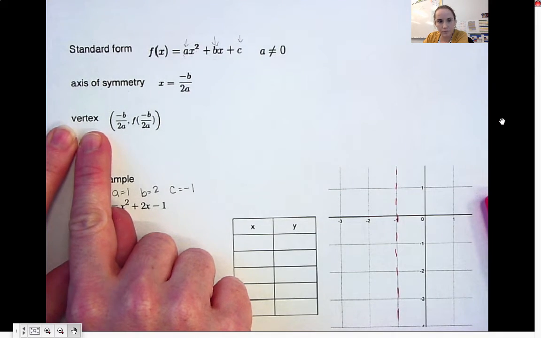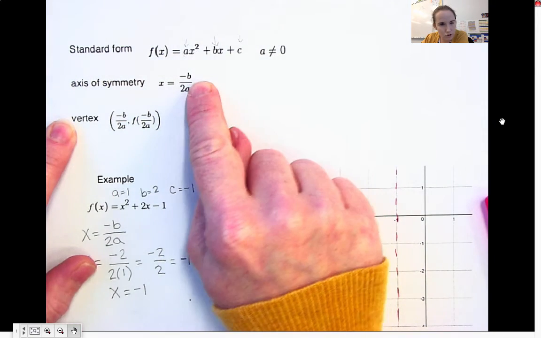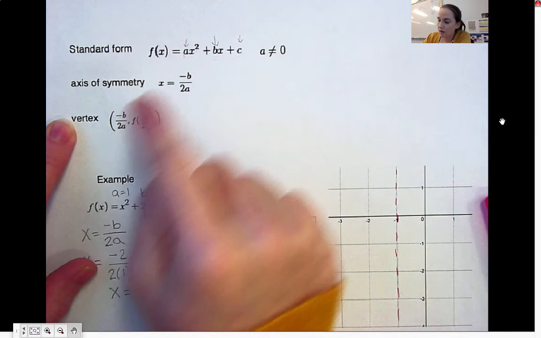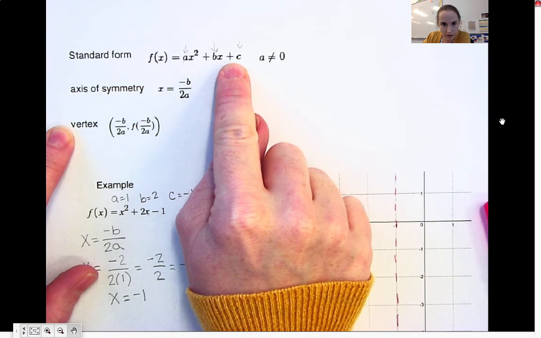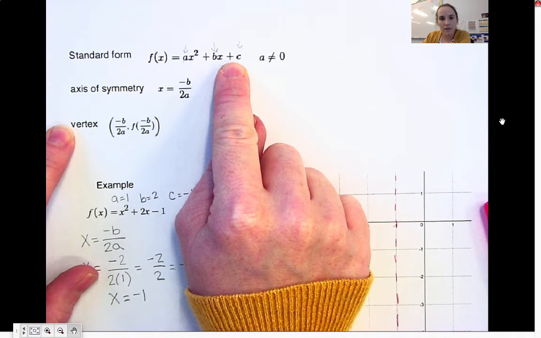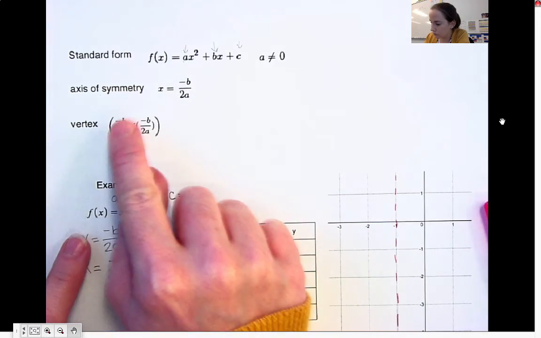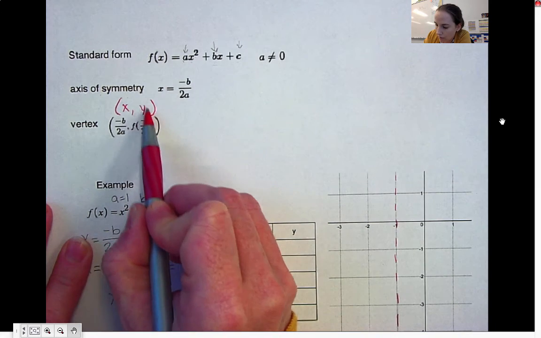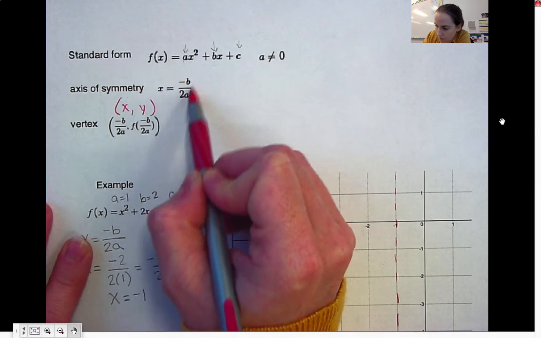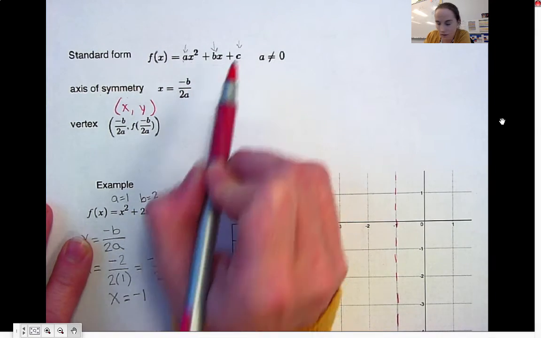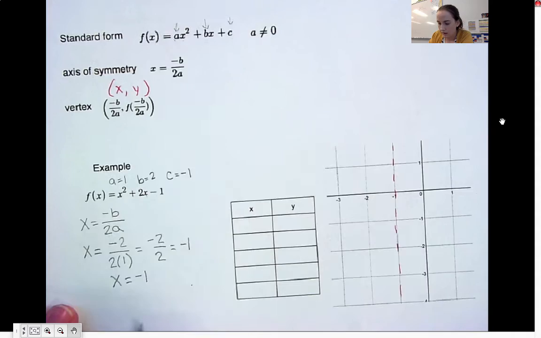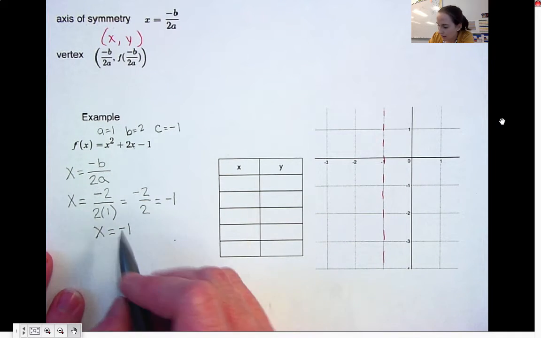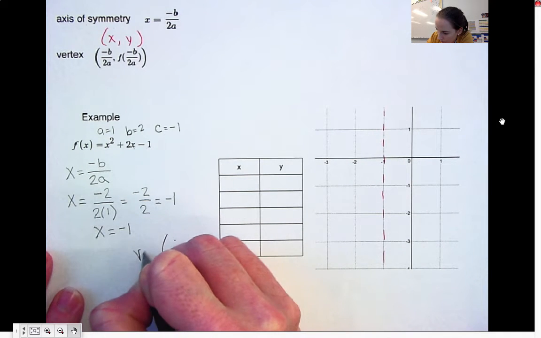The vertex. If we take that axis of symmetry, because we know that the vertex is on that line, if I plug that number back into my equation or my function, that will give me the y value. So here's a point, x comma y. So it will give me the y value if I plug in this value for my function. Okay, so down here, negative 1 is the axis of symmetry. That is the x value of the vertex.